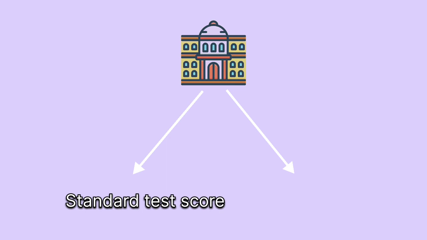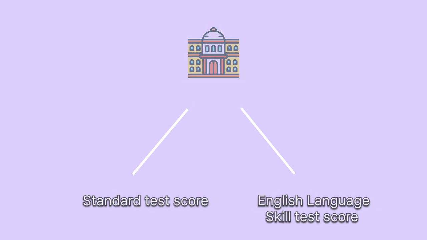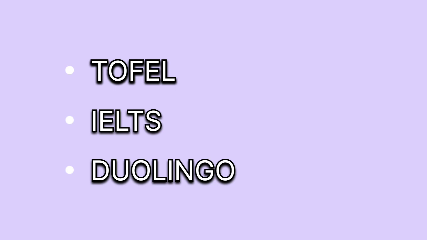The second type of test score which will be asked are the English language skill test score. For example, you will be asked to give either TOEFL, IELTS, Duolingo and other similar examinations.